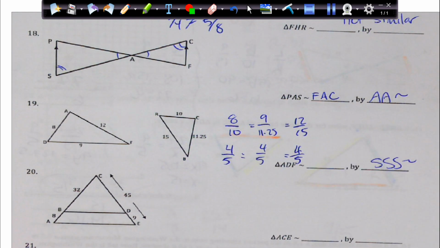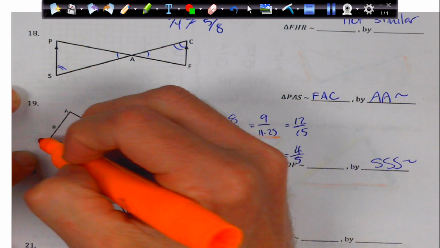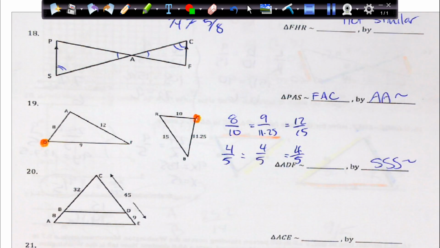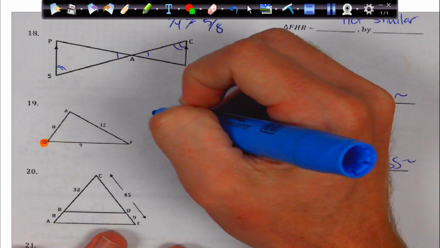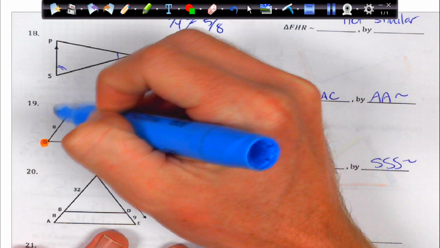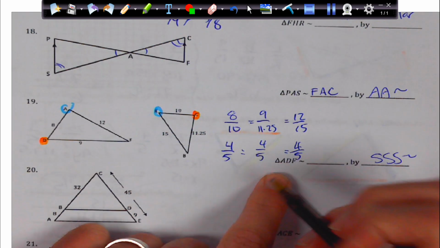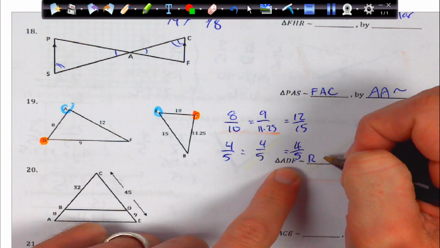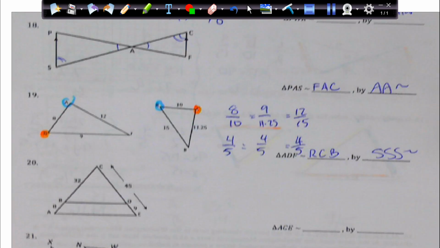Now I'm going to use colors to help me. 8 and 9 are the smallest sides, so I'm going to color that D. The two smallest sides are matched right there with C. So I know those are going to line up. And then I'm going to go between the small and the large side, which is B, small, and the large side is A. So that's going to help me when I write my similarity statement. So A matches up with R, D matches up with C, and then the only one left is B. So it should be RCB.